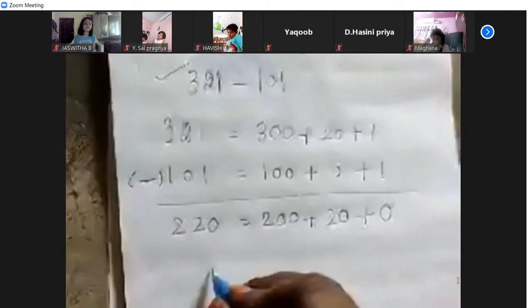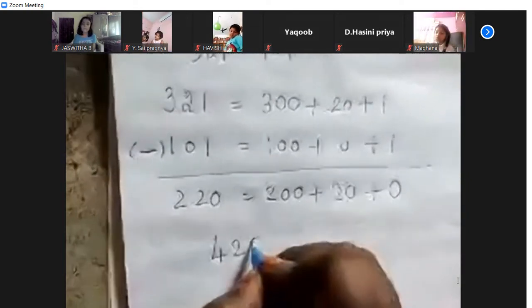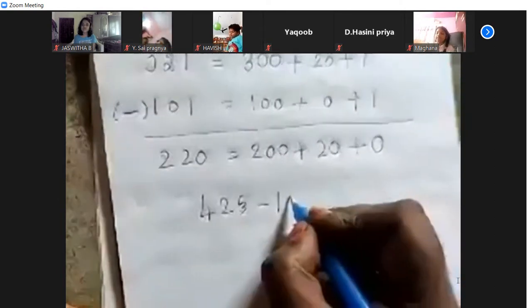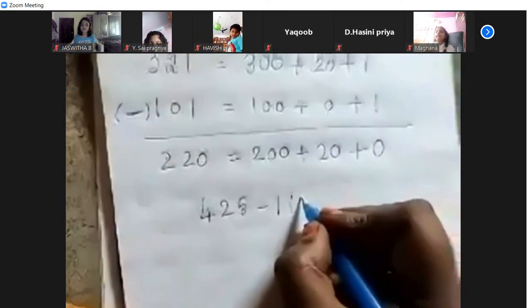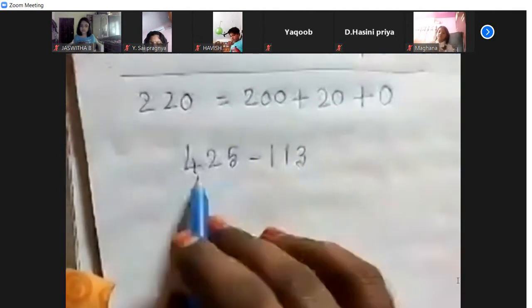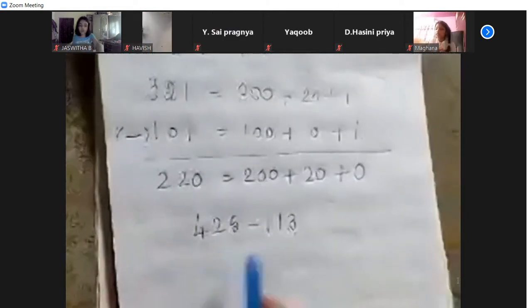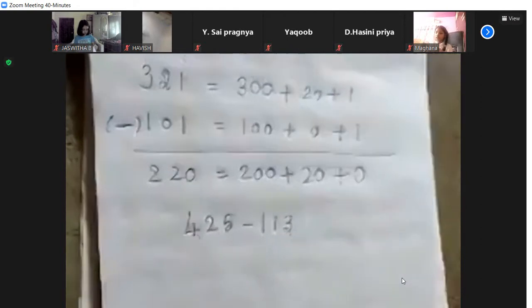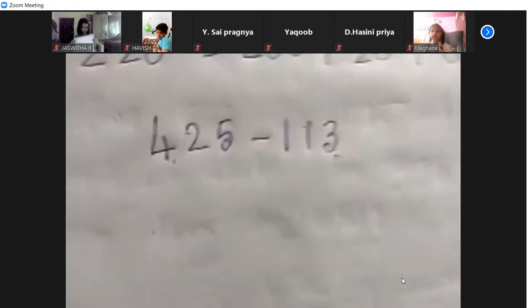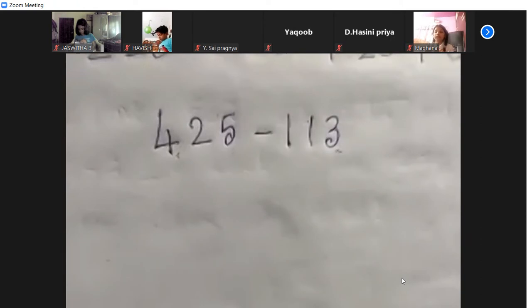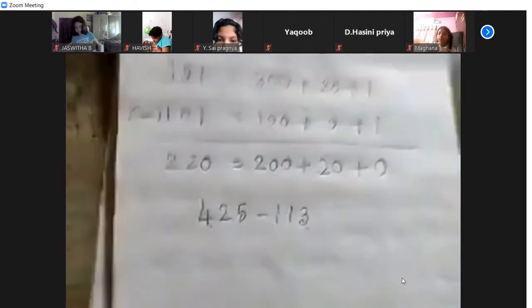Now, all of you do 425 minus 113. All of you do subtraction for this using this method, expanded form. First write expanded form for 425 and 113. Using expanded form, children. After completion, show me your books.